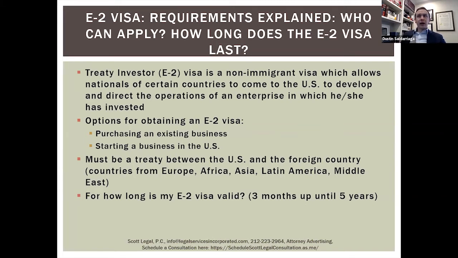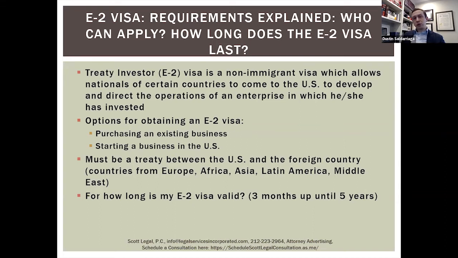I already talked a bit about how there must be a treaty between the US and the foreign country. You can find that list on the US Department of State's website. And the final bullet here, for how long is my E2 visa valid? So this will depend on the actual agreement that the US has with the treaty country. And there is this concept of reciprocity. So some countries limit the amount of time and the US would reciprocate, or perhaps the US government has its own reasons for limiting the amount of time.